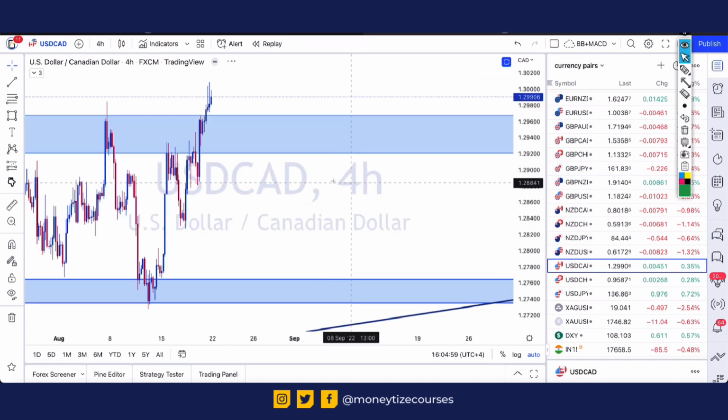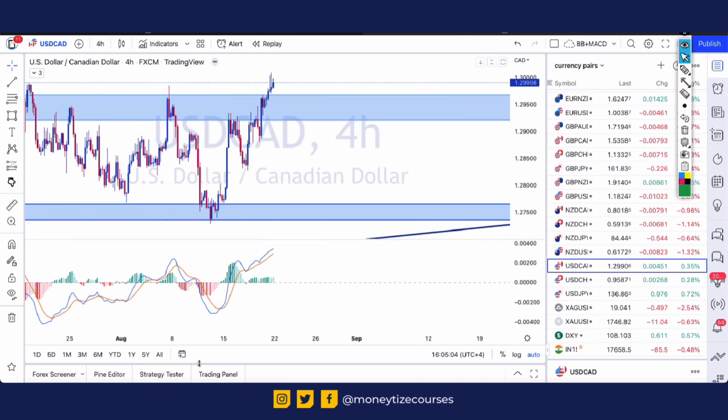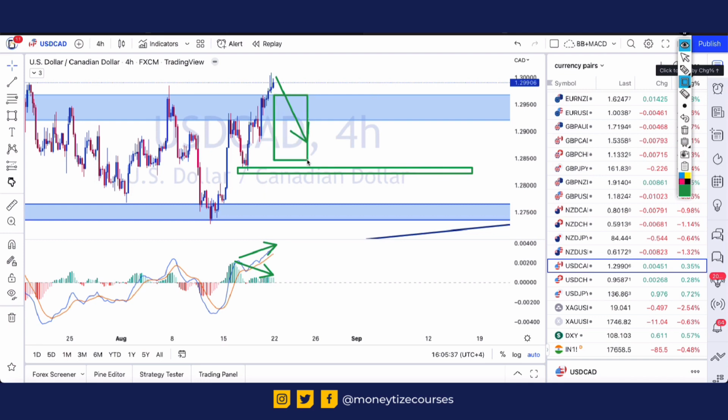Let's move to 4 hourly. On the 4 hourly, we can see some slowdown. I'm again saying slowdown, not a reversal, because we have a bearish divergence on the MACD histogram, but MACD lines are still printing higher highs. Okay, so I'm expecting a push to the downside, and until it breaks below this area, which is around 1.2750 to 1.2800, I'm expecting a push to the downside.